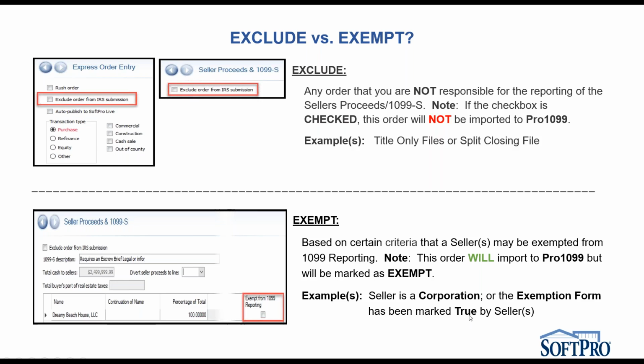So just want to make sure you guys can kind of understand the difference between the two because they're a little tricky. And again, it does affect your 1099 reports because the top option of exclude does not push to Pro 1099, so it would not show up when you submit to the IRS.